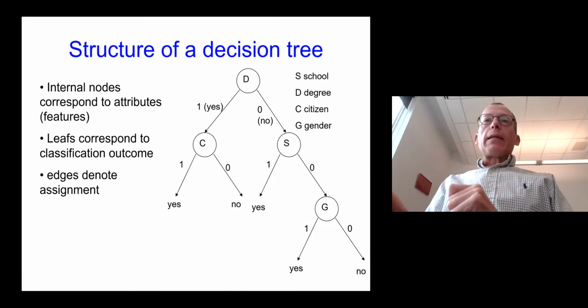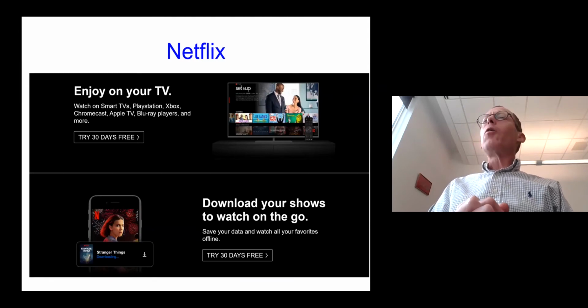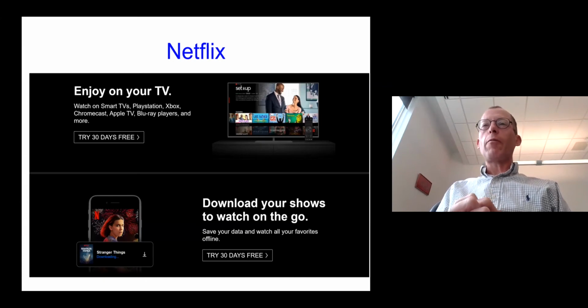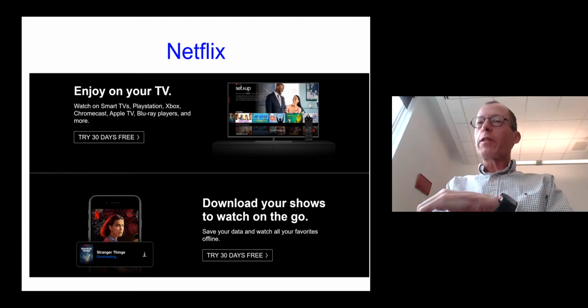Okay, so how do we build a decision tree? I'm going to use an example based on the Netflix challenge. So a long time ago, Netflix, I mean, they're still very interested. So Netflix, of course, the goal is that you remain signed in. They don't want you to leave. So they want to be able to recommend good movies for you.